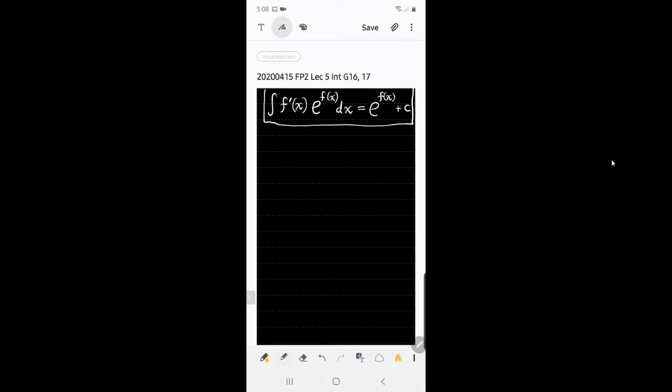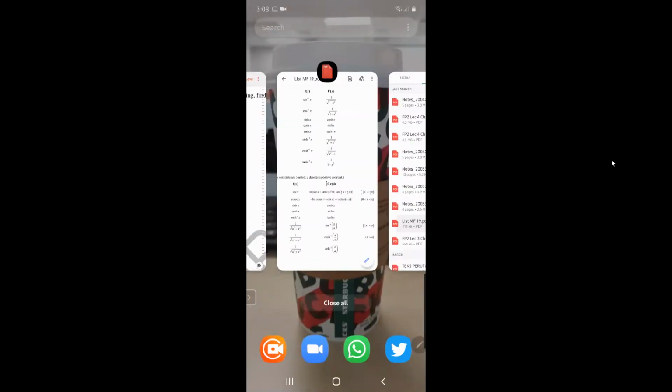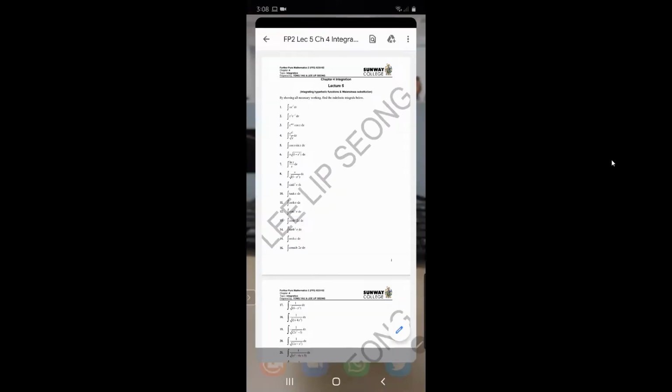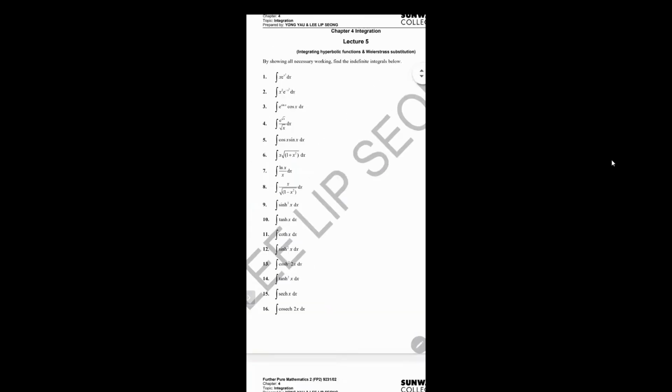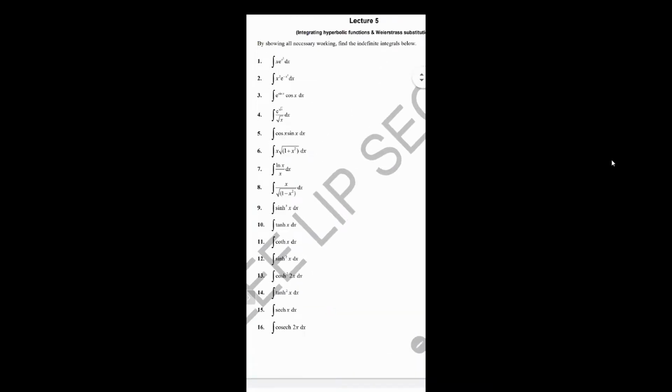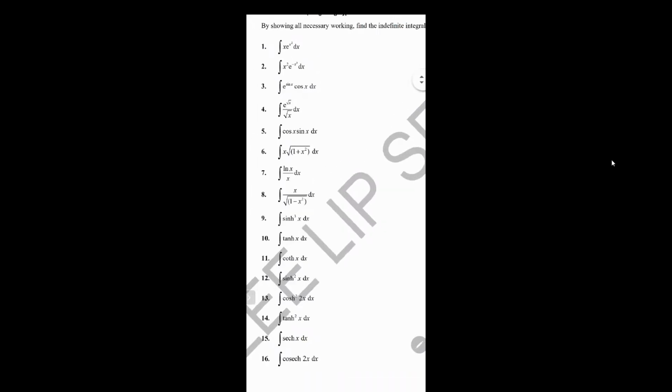So now let's look at the lecture 5. We will look at some examples which are relevant to the result that I have just given you. Let's look at question number 1. We have the integral of x and then e to the power of x squared. So how do you integrate this one?